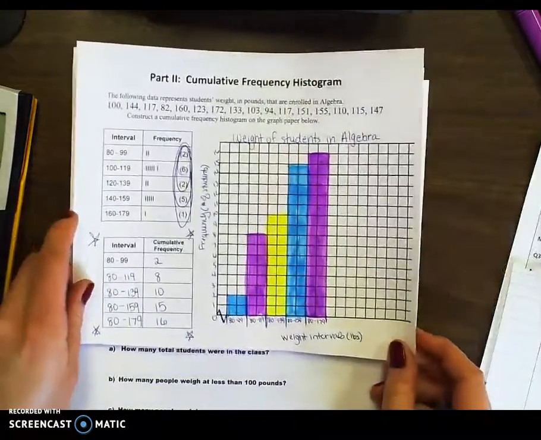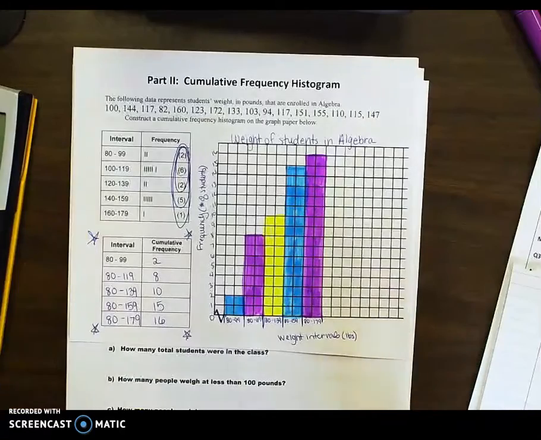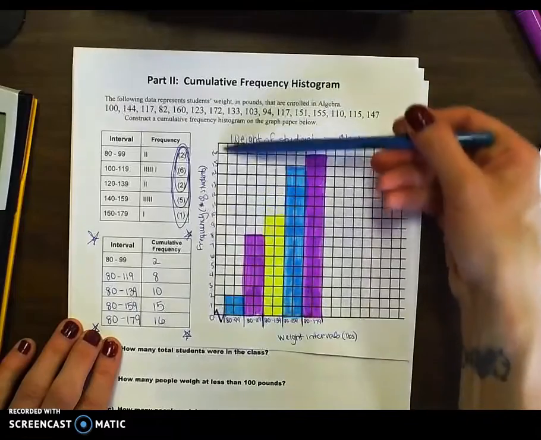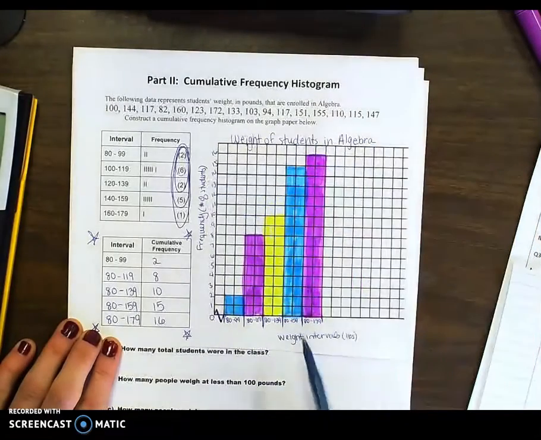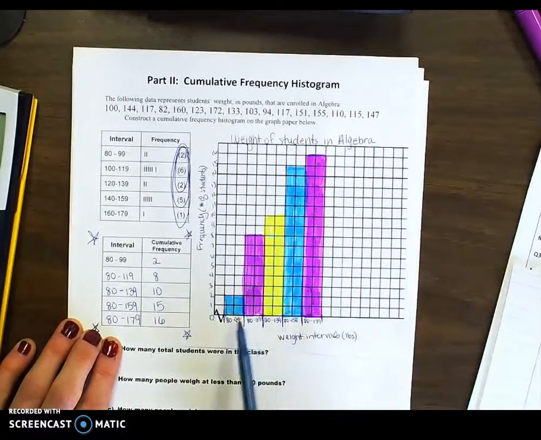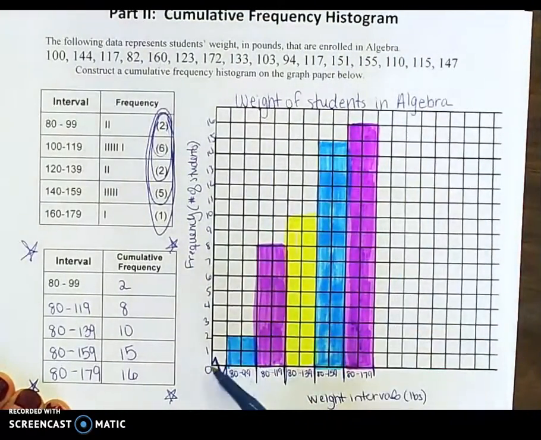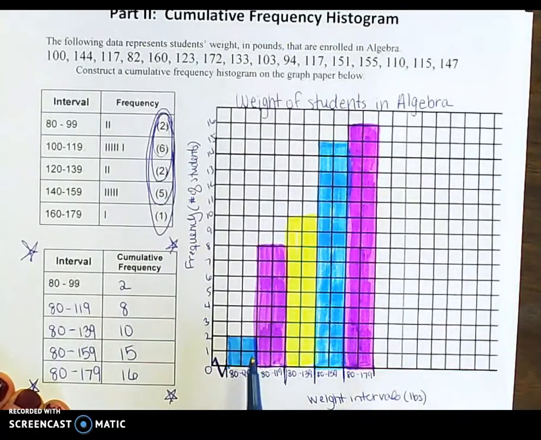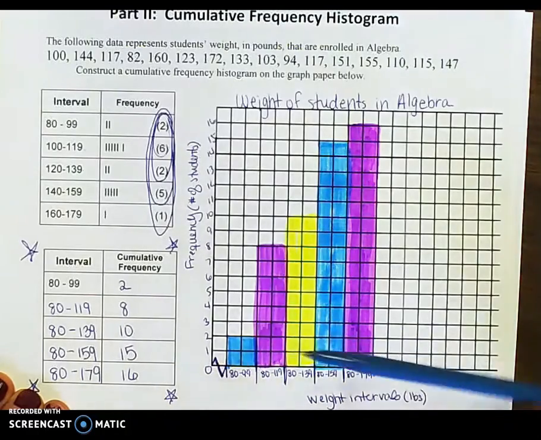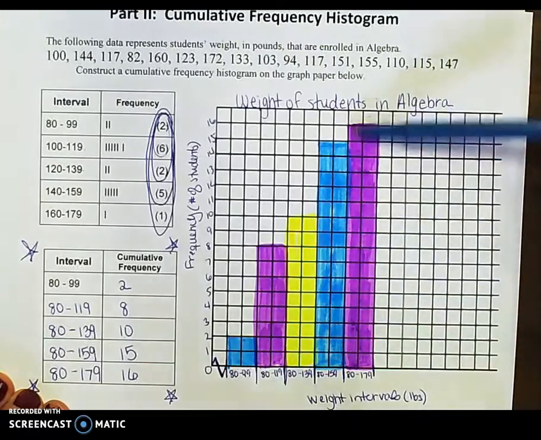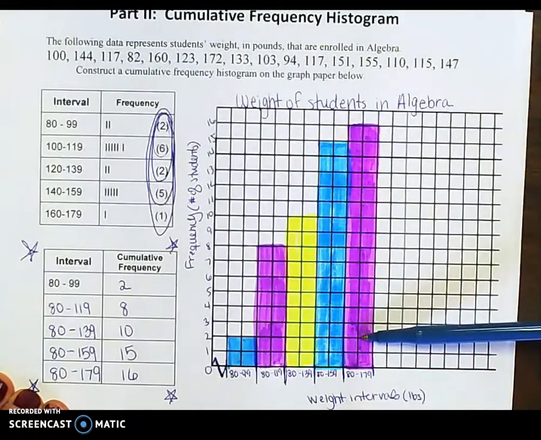All right, welcome back. Let's take a look at that cumulative frequency histogram. Let's double check. Do you have frequency going up the y-axis, and that's the number of students? You have your weight intervals going along the x-axis. I'll zoom in here. All right, we have a title. Then you can see your interval 80 to 99, 80 to 119. If you look, each one keeps growing and growing until at the very end, you have all of your students combined into one interval.